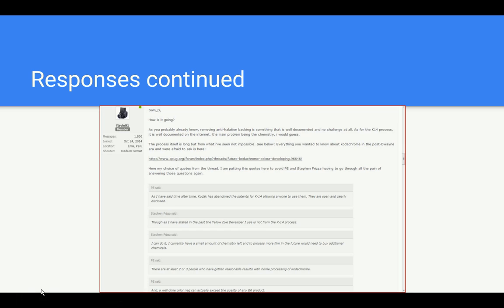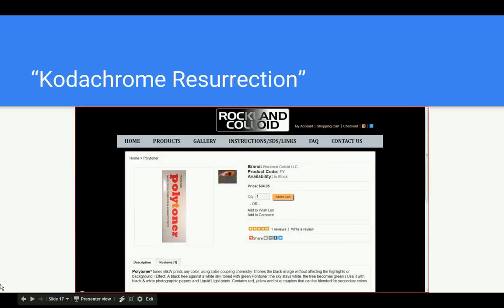It was really useful. And lastly, the last thing I want to talk about is what I call Kodachrome Resurrection, or the home development of Kodachrome, since commercial processing is no longer available. There's a company, their name is Rockland Colloid. They specialize in odd photography materials, I guess you could say.